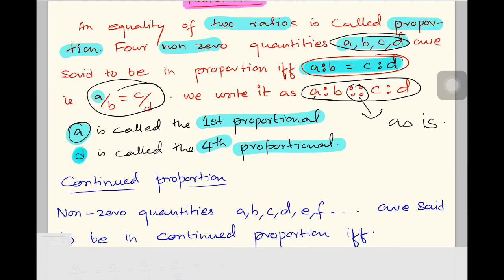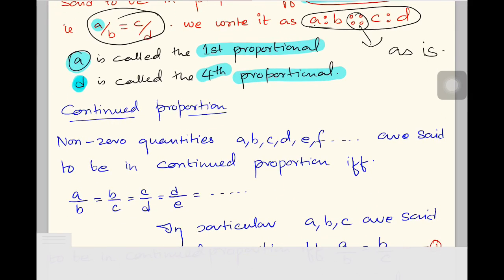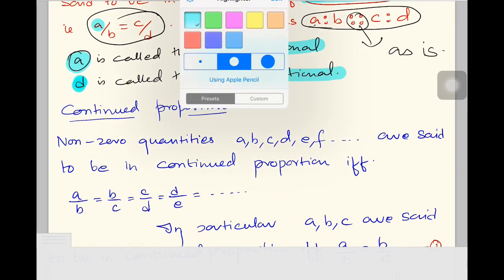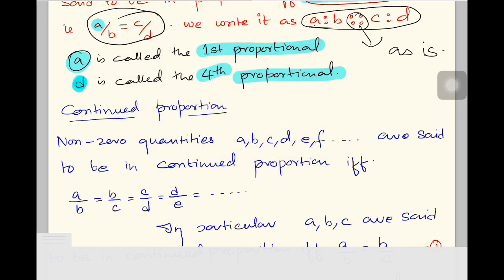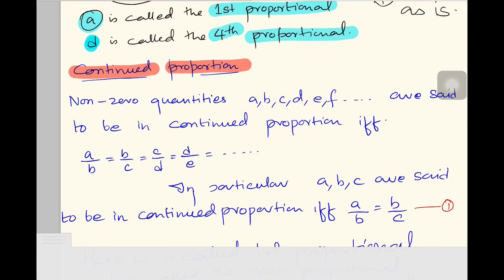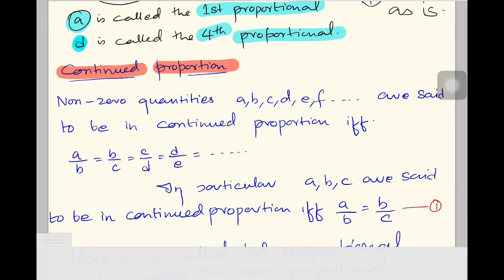But there is another type of proportion. There is something very special here. Let me highlight and show it to you. There is another special proportion which is known as continued proportion. See the name itself, continued. Something has to continue.